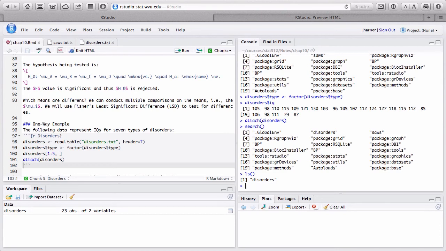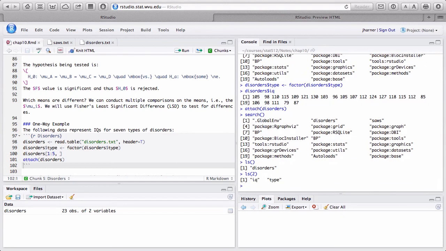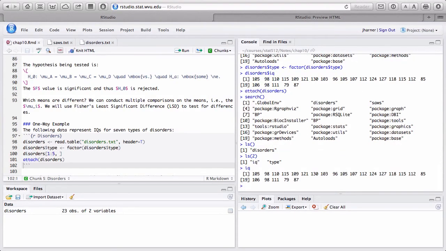So what's in the second position? If I do an ls(2), IQ and type. So when I type, I no longer have to put the qualified data frame. In other words, I no longer have to put disorders, dollar sign, some variable name. I can just use the variable names now, because if I type in IQ or type, R will find it in this second position. When I detached it before, it removed it from the search path. So detach removed it. So if I type in IQ now, again, it finds it.